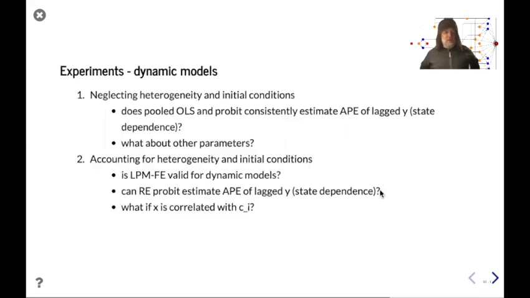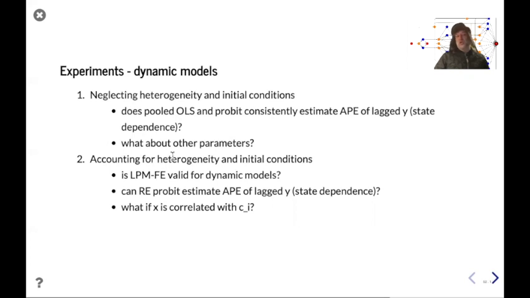Now let's make some experiments with this model, with dynamic models, and we're going to make a bunch of different experiments. We're going to start with these questions first. If we neglect heterogeneity in initial conditions, does pooled OLS appropriately and consistently estimate the average partial effect on the lagged dependent variable? Or do we get spurious state dependence, like I alluded to? What about the other parameters, the coefficient on the strictly exogenous variables? Can we estimate those by pooled OLS appropriately?